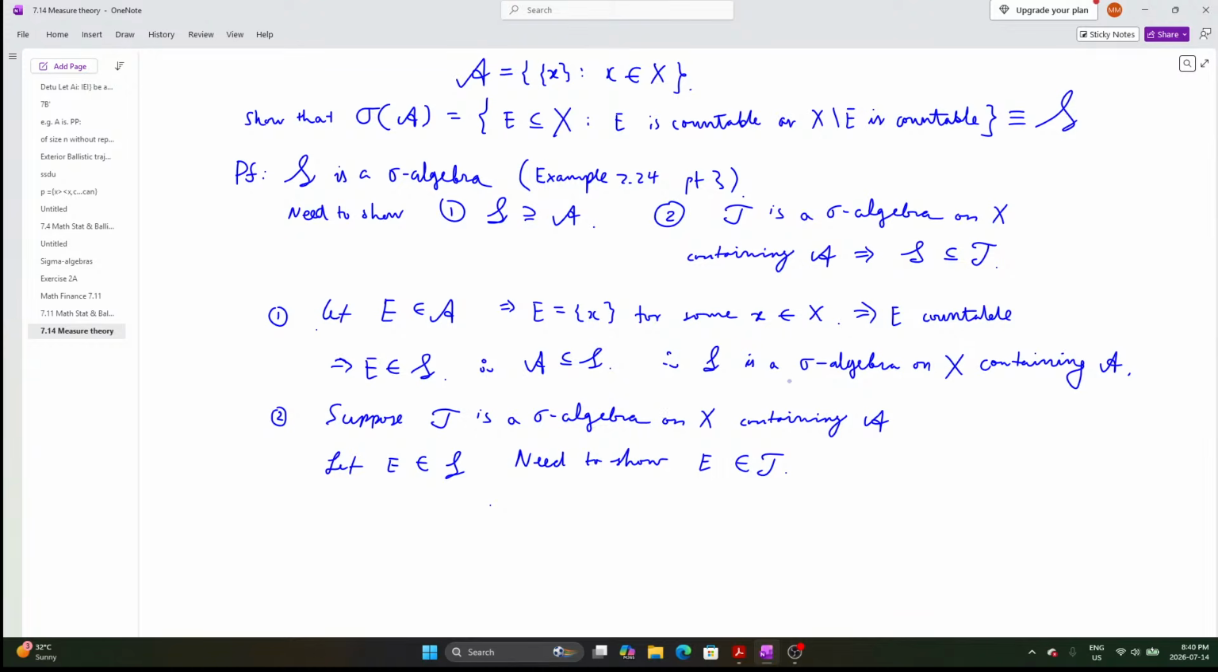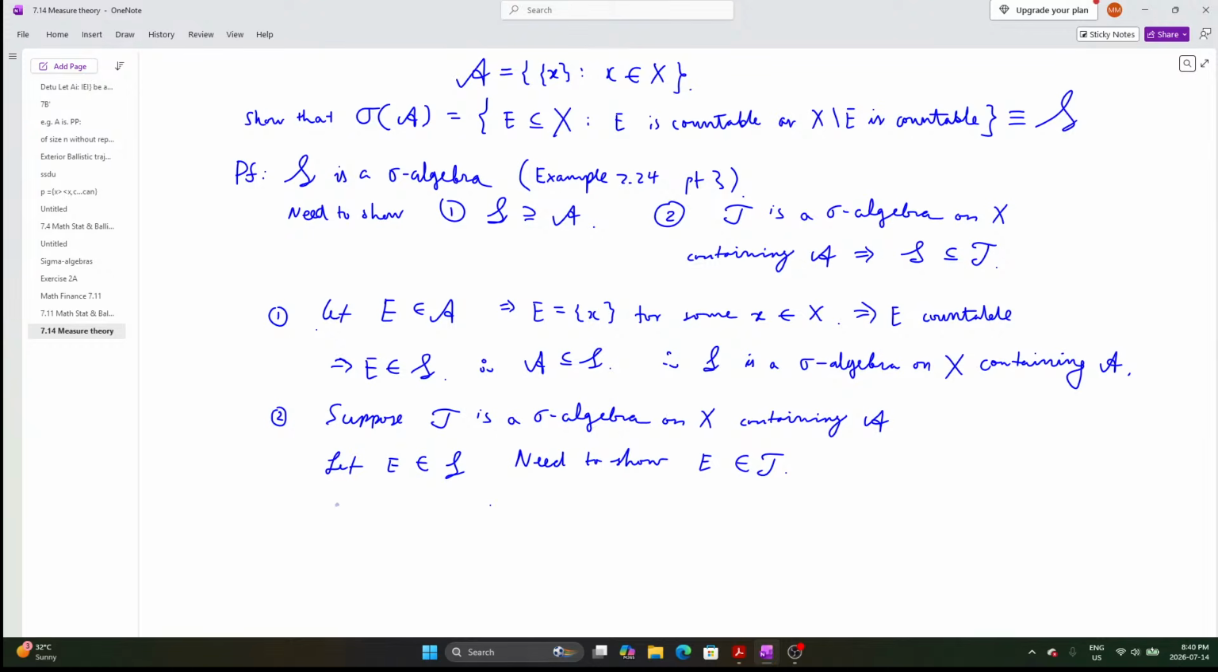S is a sigma algebra on X containing A. We need to show S is the smallest. So we suppose T is a sigma algebra on X containing A. We need to show S is contained in T. So starting from an arbitrary element E in S, we need to show E is in T. Let's work from here.